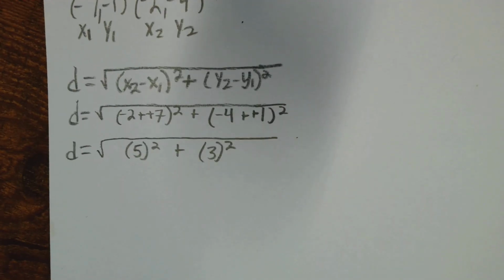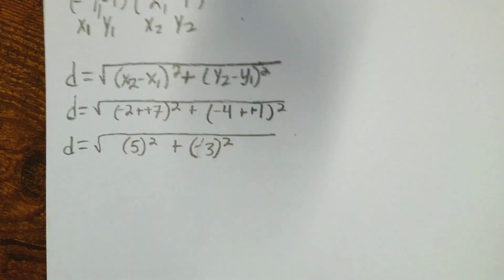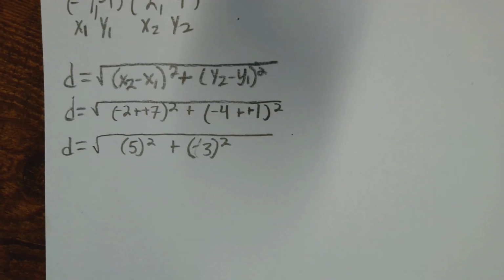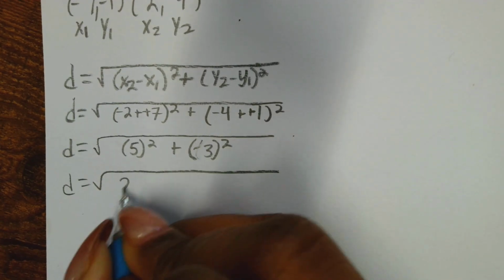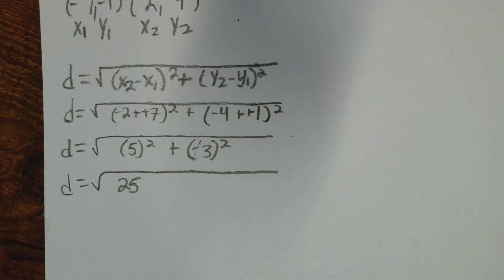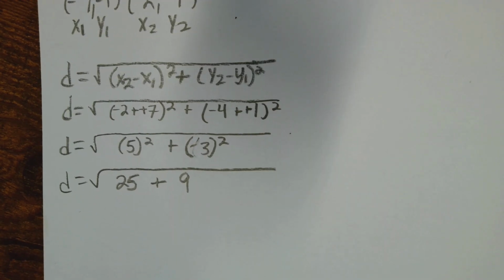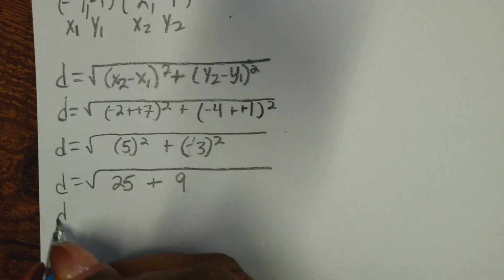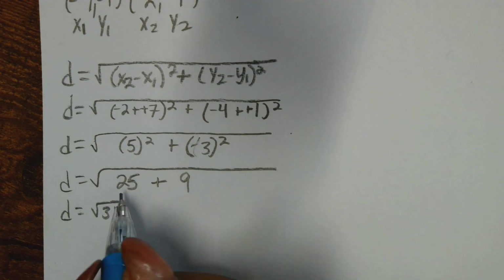So 5 squared is equal to what? Yes, negative 3. We forgot. What is 5 times 5? 25. What is negative 3 times negative 3? Positive 9. Good job. So now let's add. What's 25 plus 9? 34. So we have the square root of 34. This is our answer.